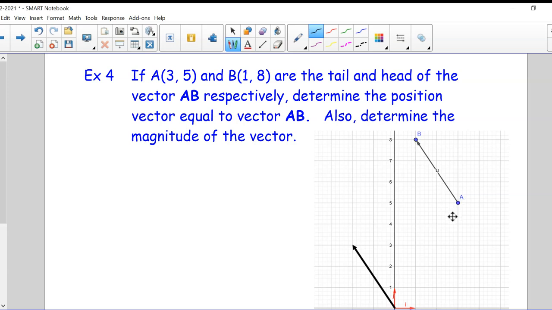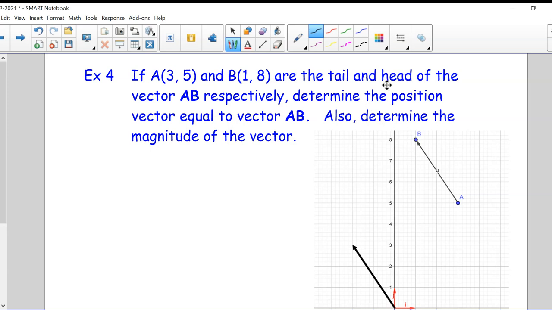Remember, the direction matters. I keep stressing that. So it's not like I'm saying that I'm going from B to A. I'm going from A to B. That's the direction of the vector. It runs from A to B. A is at (3, 5), B is at (1, 8). Tail and head. The tail is the starting point, and the head is the ending point of the vector. All right?